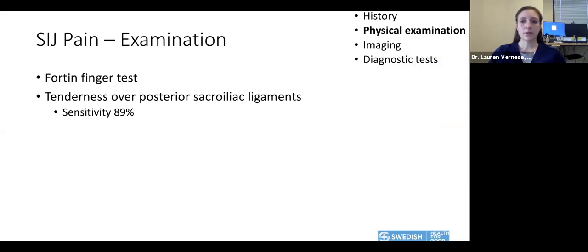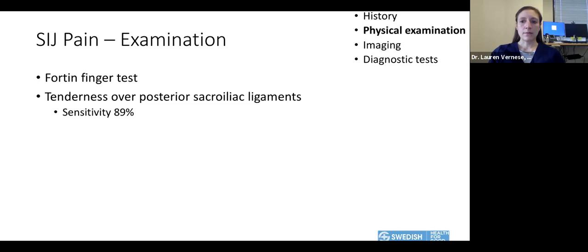Then after I've had their history, I stand them up to do a physical. I always start with them facing away from me while they're standing, and I ask, point to where your pain's the worst. If they point to the posterior sacroiliac spine, that bump on your low back, this is considered a positive Fortin finger test. And this is considered to be somewhat sensitive and specific for sacroiliac joint pain, but not great because also the L5-S1 facet is in that region.